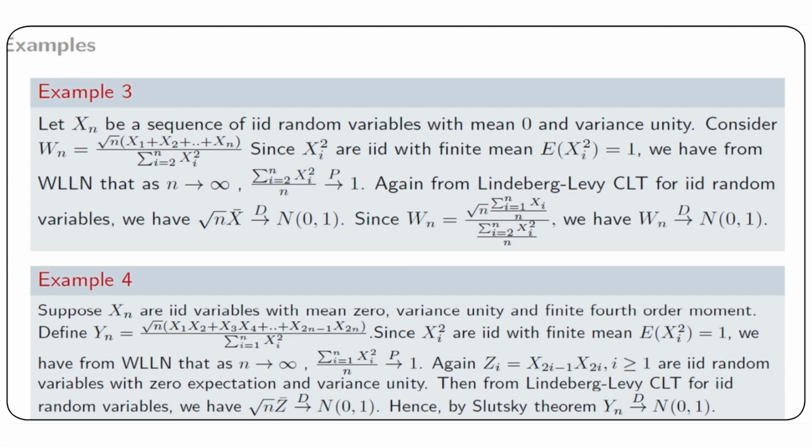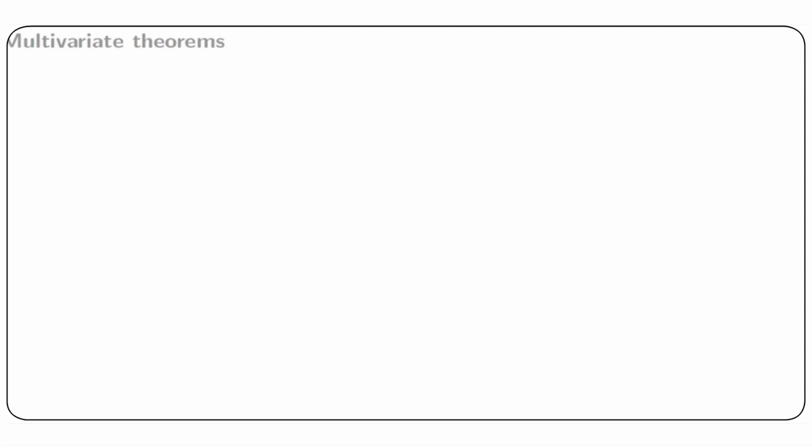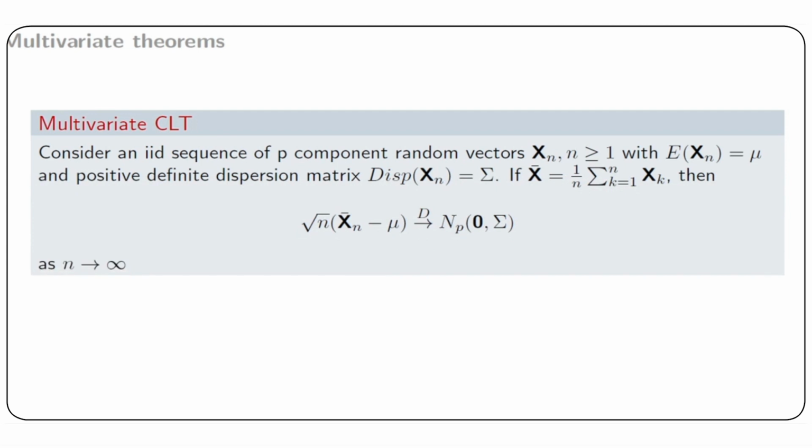Next, we shall discuss multivariate central limit theorem. So far we have discussed central limit theorem for univariate random variables, but often we have random vectors or sequences of random vectors, and as earlier we need to develop a central limit theorem for such sequences of random vectors. So we shall discuss one such central limit theorem now.